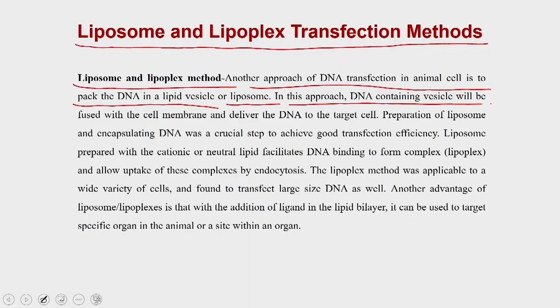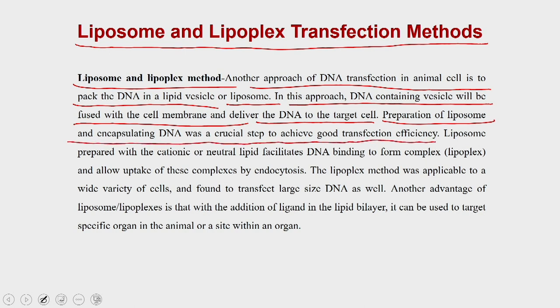So the DNA-containing vesicle will be fused with the cell membrane and deliver the DNA to the target cells. The preparation of liposomes and encapsulation of DNA is a crucial step to achieve good transfection efficiency. Liposomes prepared with cationic or neutral lipids facilitate DNA binding to form complexes.